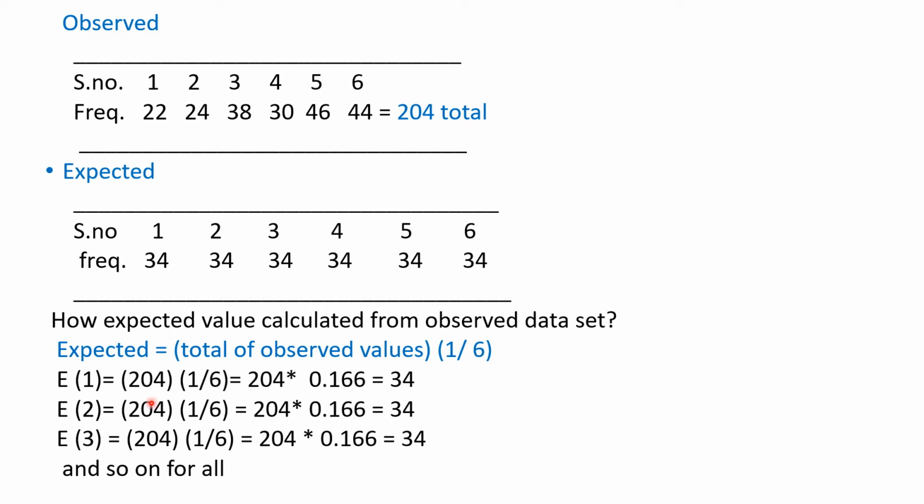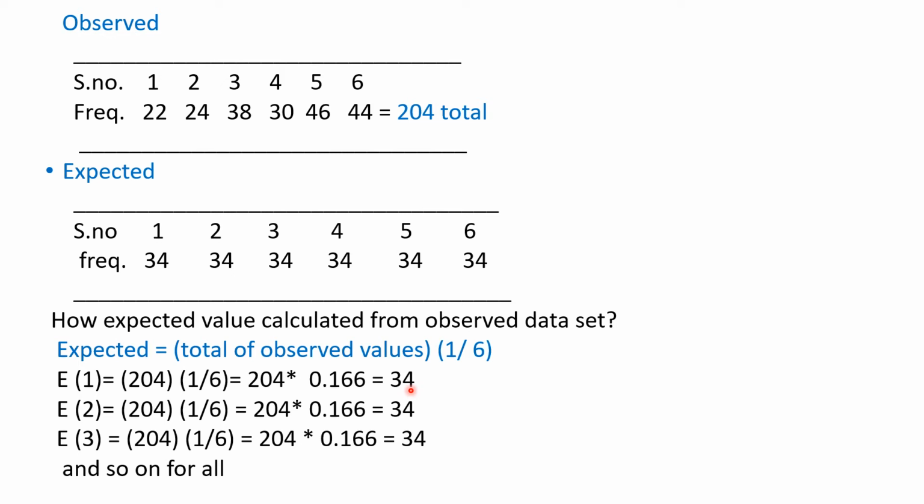Now the total number of observed values, these are the observed values, so first we make them total. The total came out 204. So we write 204 as the total of observed values, and in the other bracket 1 upon 6 will remain as it is. 1 divided by 6, the answer will come 0.166, multiplied by 204. So it is the simplified version, and when we multiply these two values, we get the answer 34.